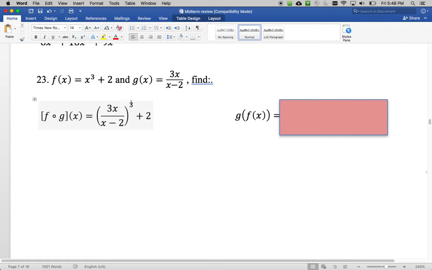I probably could have expanded this, but I didn't because I'm tired and I'm lazy, and it's okay. Hopefully you guys all know how to expand it, but even on the test, I don't think it's expanded.